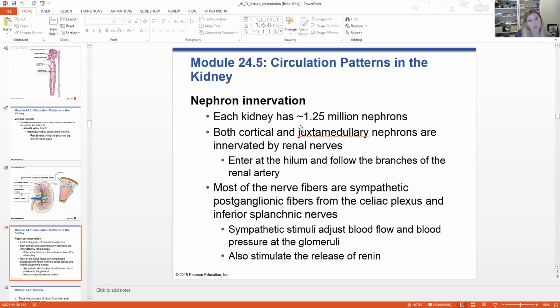What does renin do? Do you remember that? Renin stimulates the formation of red blood cells, right? EPO. Right? Renin's going to stimulate the release of EPO, which then stimulates red blood cell production.